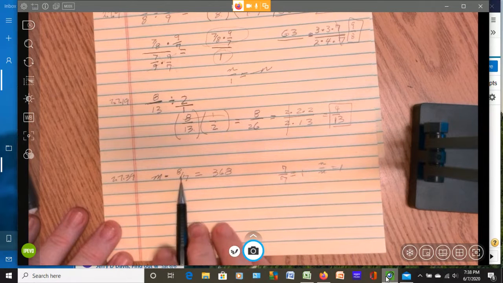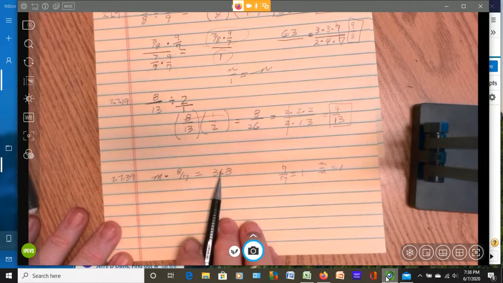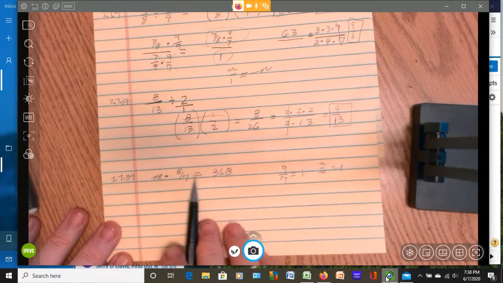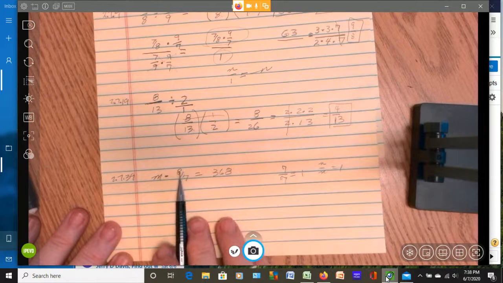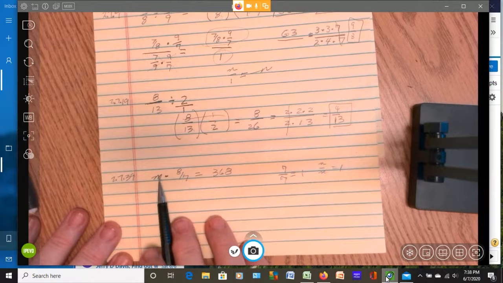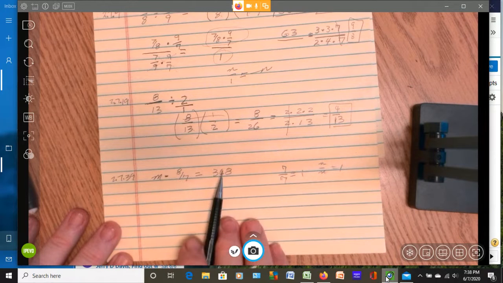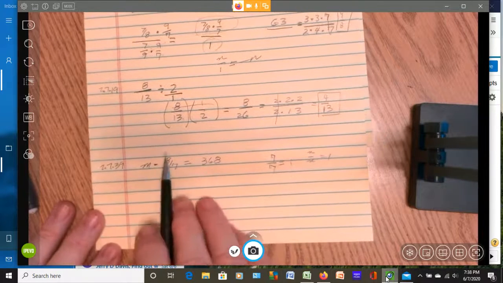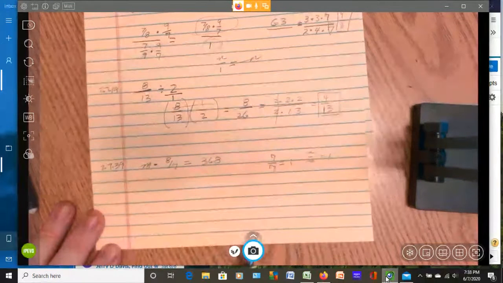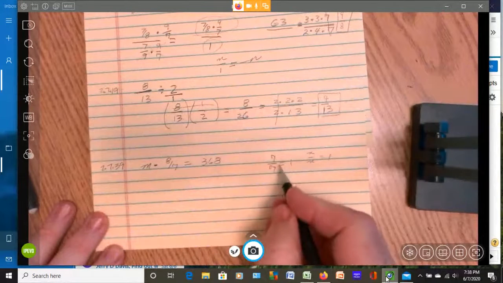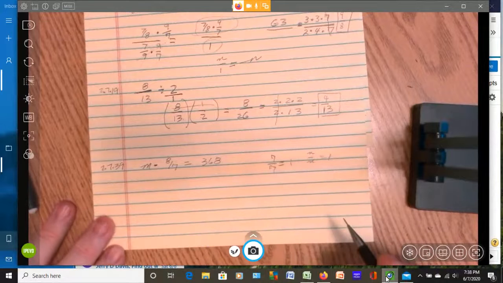So this is something more than just 1m. This means that we're taking some amount, m, and multiplying it by a little more than its value to get 368. You say, why are you even telling me that? Because the answer we're going to get here is going to be something a little less than 368, just so you can think logically about why the answer is what it is.